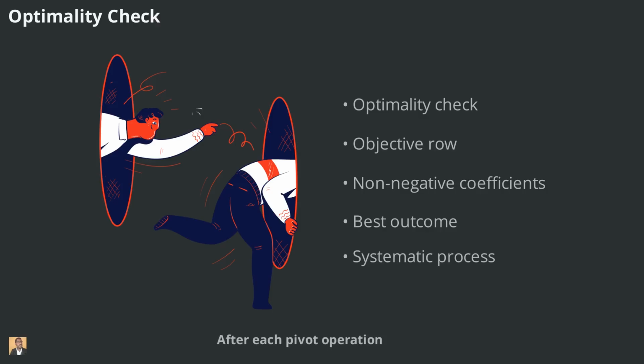After each pivot operation, the Simplex method checks for optimality by examining the coefficients in the objective function row of the tableau. If all coefficients are non-negative, for maximization problems, the current solution is optimal. If negative coefficients remain, the algorithm continues with further pivot operations. This systematic check ensures that the solution meets all constraints and achieves the best possible outcome.